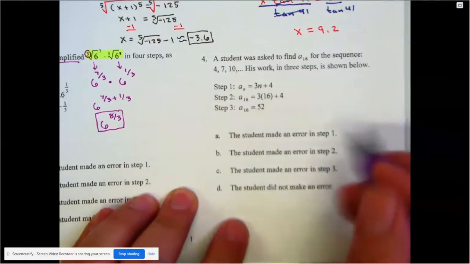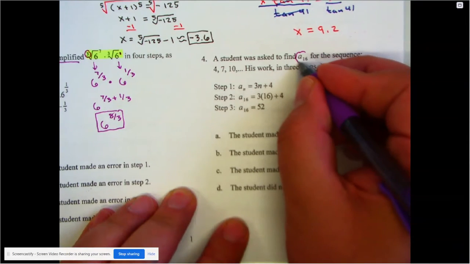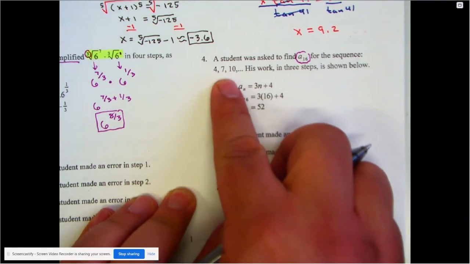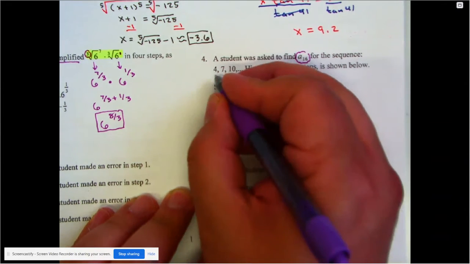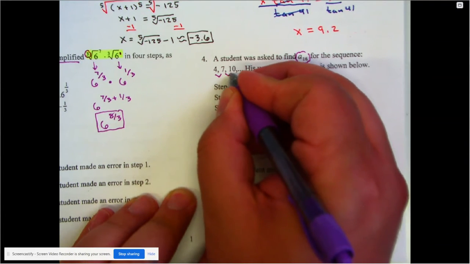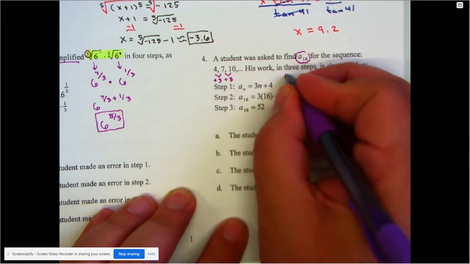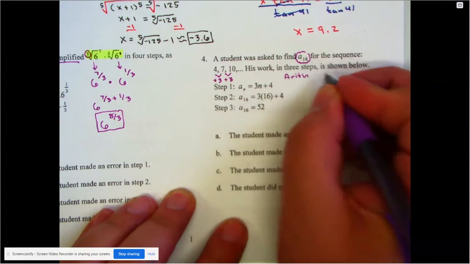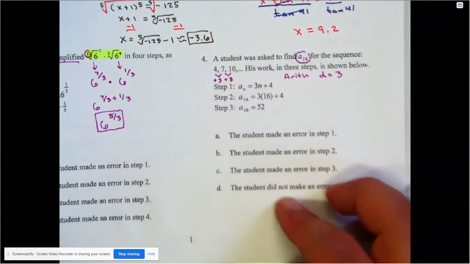So now we're going to review sequences. So it says a student was asked to find a sub 16 for this sequence right here. Now we don't know what kind of sequence it is. So let's see if we can find the pattern. The numbers are getting bigger. So it looks like they're adding by 3, which means this is arithmetic. And if it's arithmetic, I'm going to list the letter D, which is 3 for this problem.